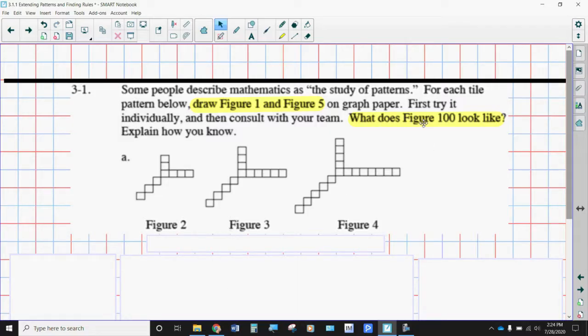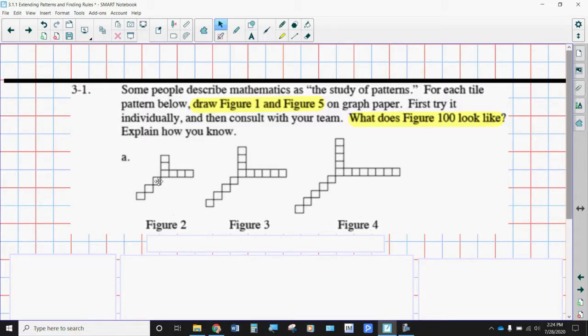And then what does figure 100 look like? And nobody wants to draw figure 6, 7, 8, 9, 10, all the way up to 100, right? So we want to generalize. We want to see, how is this pattern growing from one figure to the next? What happens and where does it happen? Okay, so first thing I want you to do is pause the video and I want you to draw figure 2, figure 3, figure 4, and label them.